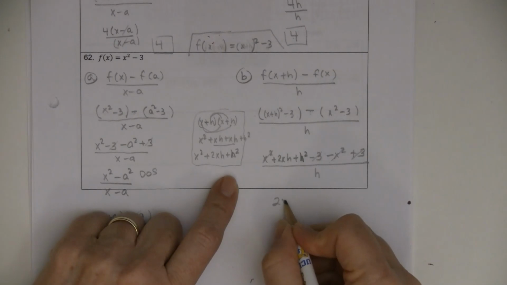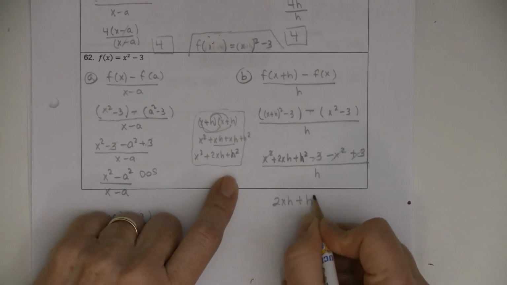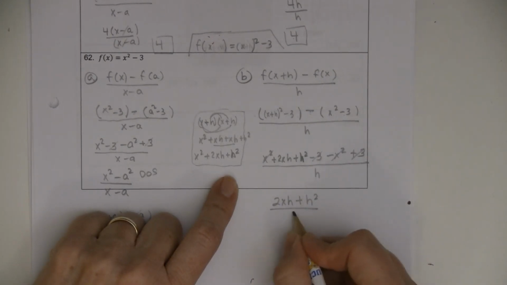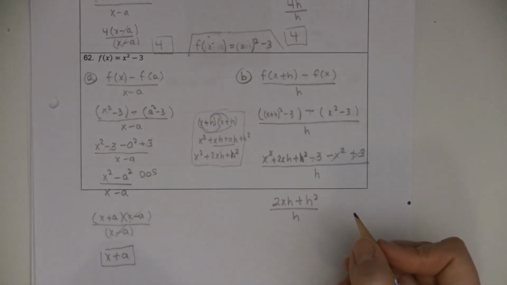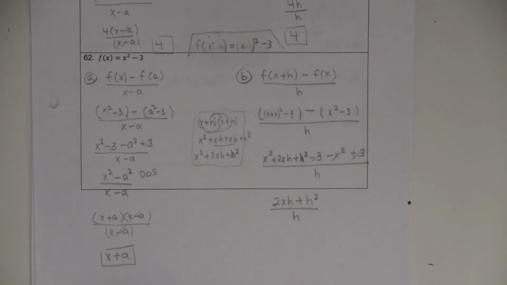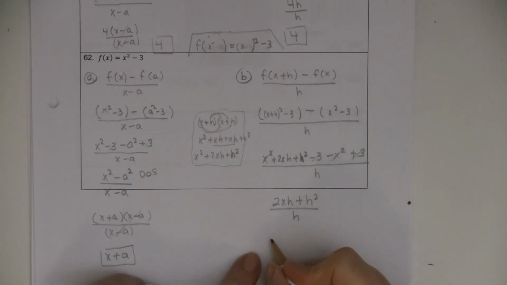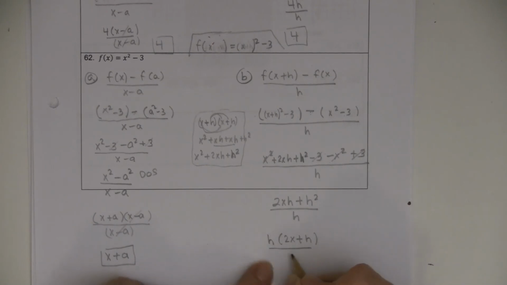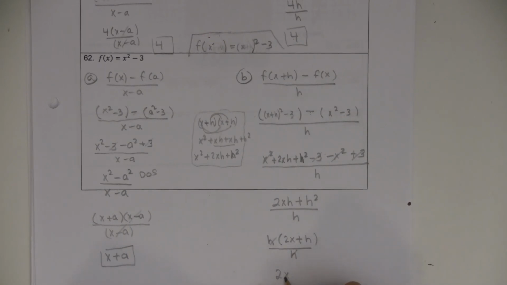So I have 2xh plus h squared left in the numerator over h, and I'd like to reduce that, and it will only reduce if the numerator will factor. You could write it in order. You could write h squared first, or it doesn't matter. Either way, it has a common factor of h, and I get 2x plus h divided by h, and h is going to divide with h, and I'm going to get here 2x plus h as my answer.